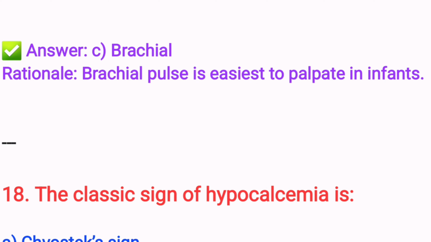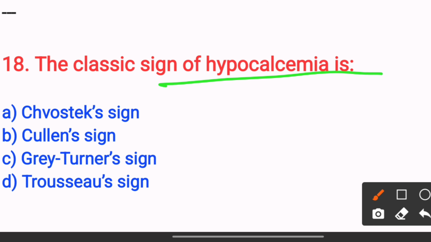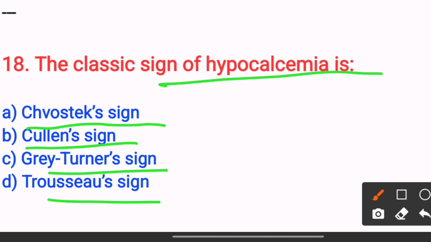Next, the classical sign of hypocalcemia is option A Chvostek sign, option B Cullen's sign, option C Grey Turner's sign, option D Trousseau's sign. The answer is option A Chvostek sign.